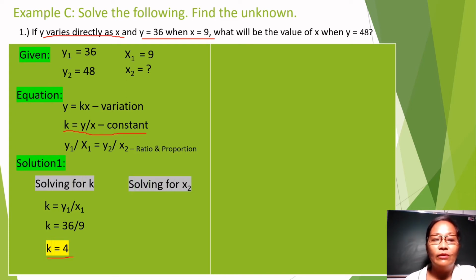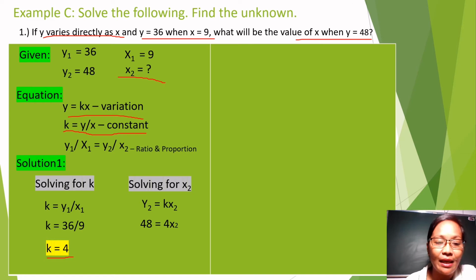Next, we need to solve for x sub 2, our unknown. Again, since we have already our k, we will use now our variation equation, y is equal to kx. So, why do we have 2 here? Again, we're looking for our y sub 2 or the unknown. That's why we have y sub 2 is equal to kx sub 2. Next, substitute the given. Our y sub 2 is 48 is equal to our k is 4. So k here, we need to change it by 4. And then copy x sub 2, the unknown.